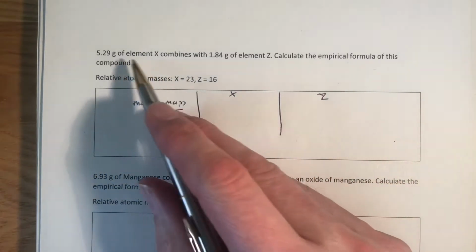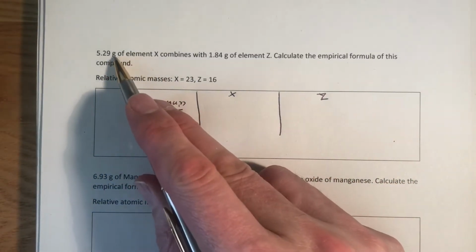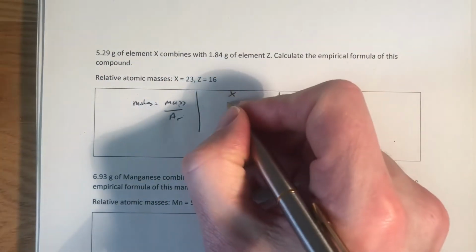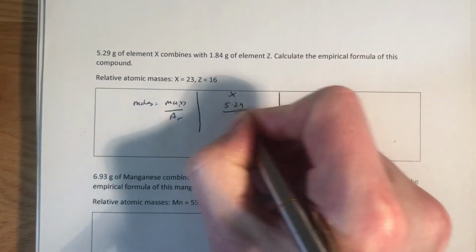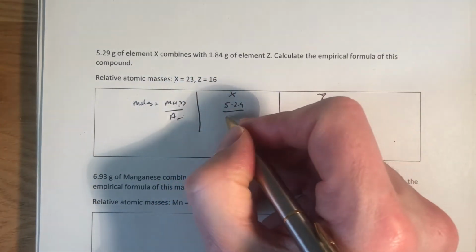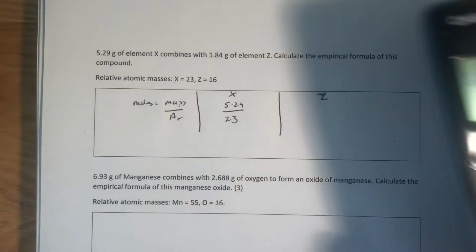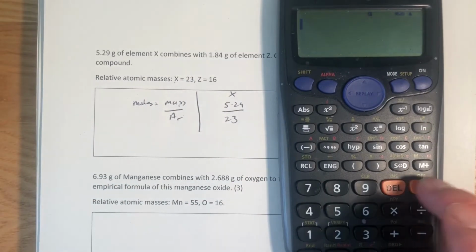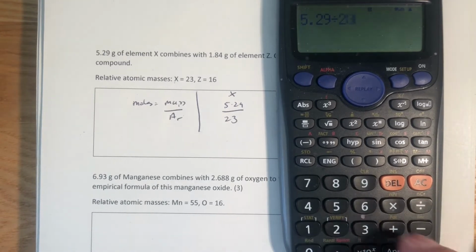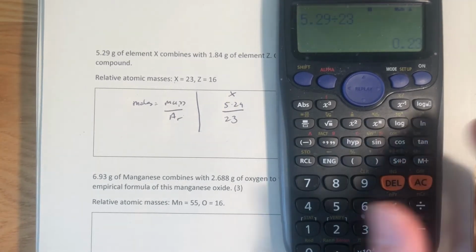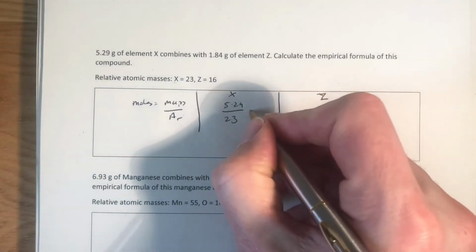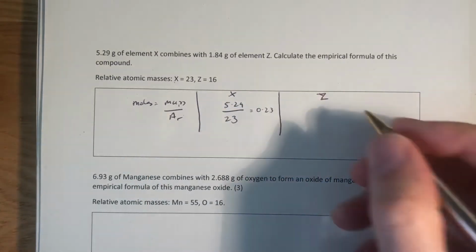Okay, so 5.29 grams, we know that's the mass because it's got a unit after it. Grams is a unit for mass. So that's going to be the mass of X, 5.29, and we're going to divide that by the relative atomic mass here, which is 23 in this case. Chuck those into a calculator. 5.29 divided by 23 equals 0.23.